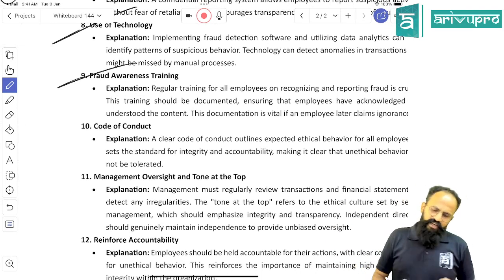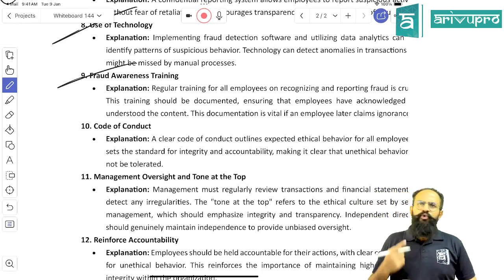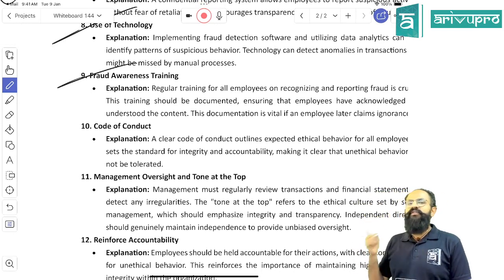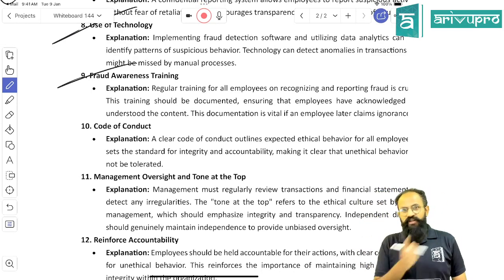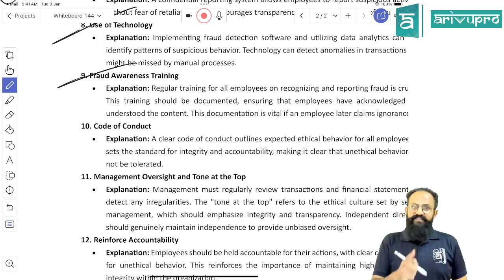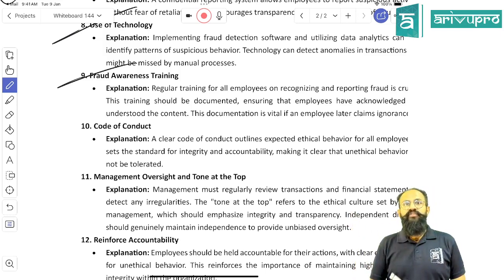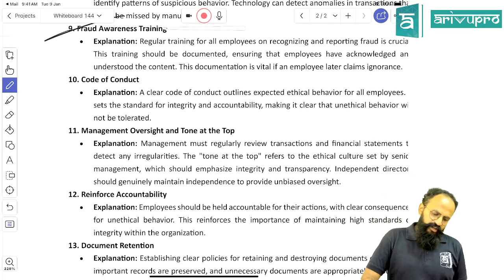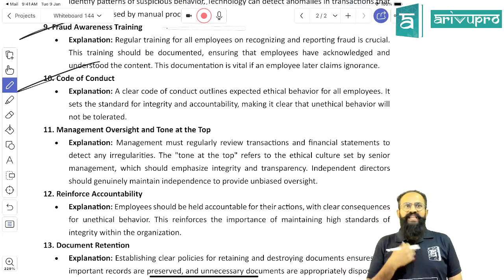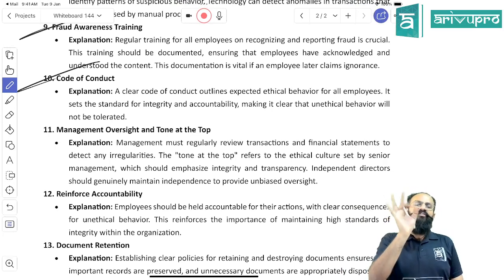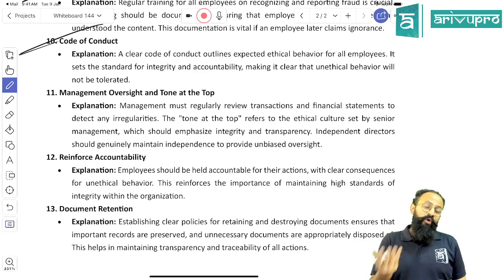Fraud awareness training. Call people, tell them don't do this. If this has happened, we will make sure we file a police complaint. If you find something, come and report it under the whistleblower policy. Keep telling them. Next one, code of conduct. Meaning what is expected out of you should be clear, and it should be there in the company's policy, so that they know what is expected out of you.